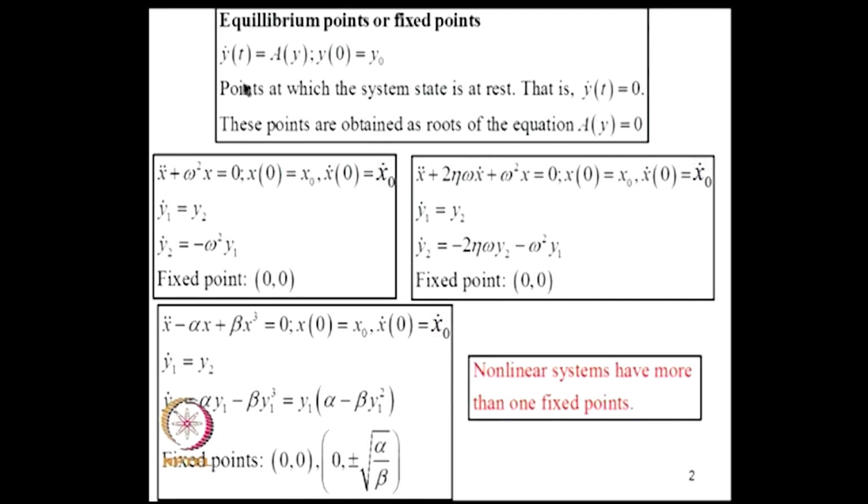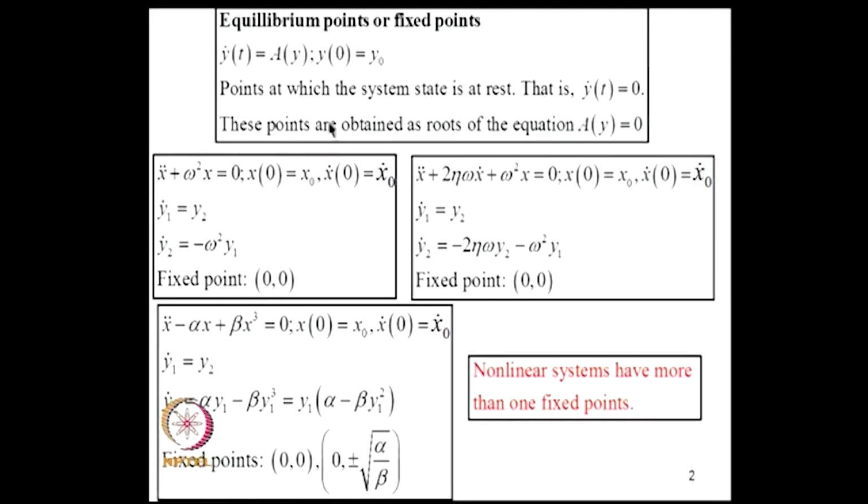So, we considered dynamical systems of the form y dot equal to A of y. These are autonomous systems. Here y is a vector n cross 1 and A is a vector of functions. Time does not appear explicitly in it, so we say that it is an autonomous system. We call points at which the system state is at rest, that is y dot of t equal to 0, fixed points.